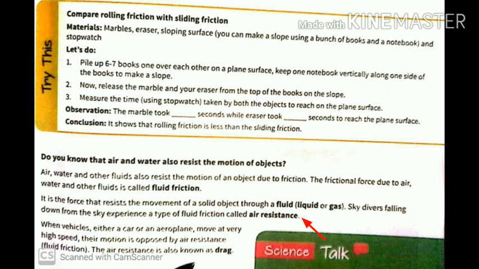Now next is air resistance. What is air resistance? That is also friction, which is caused by air. I will explain this through an example. A skydiver falling down from the sky experiences a type of fluid friction called air resistance because of the friction created by air. Now next, what is drag? Drag is another name for air resistance or fluid friction.